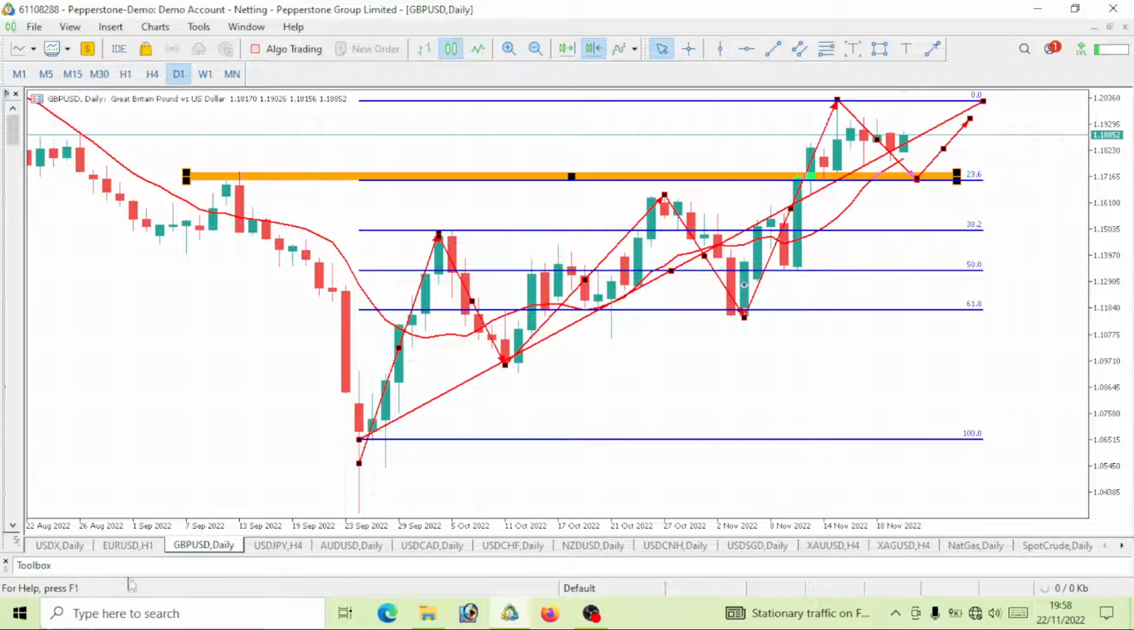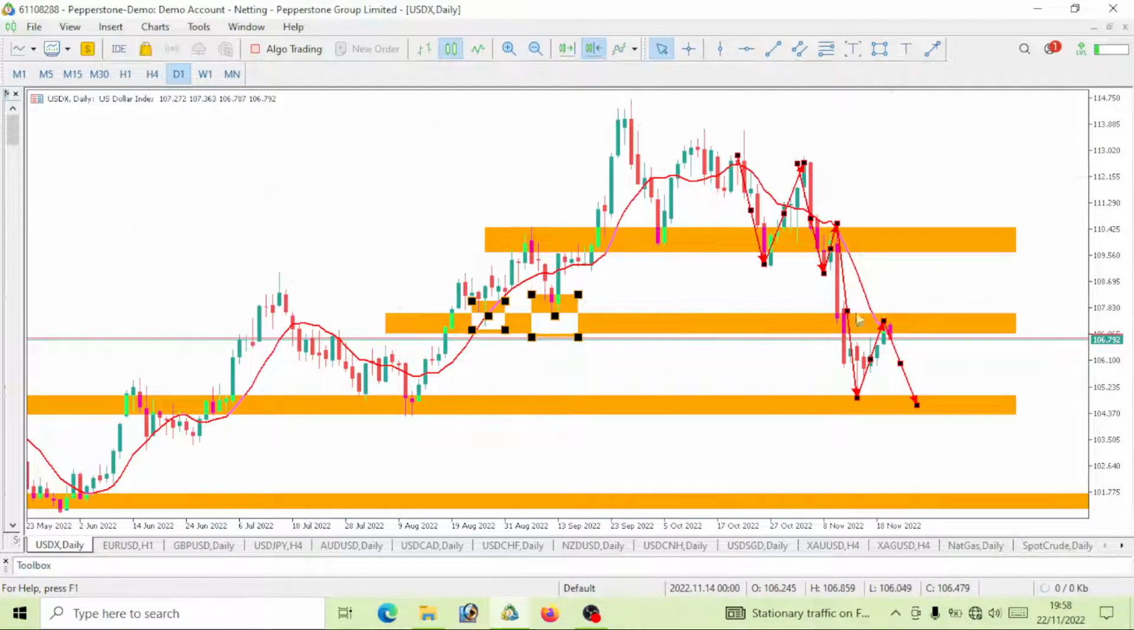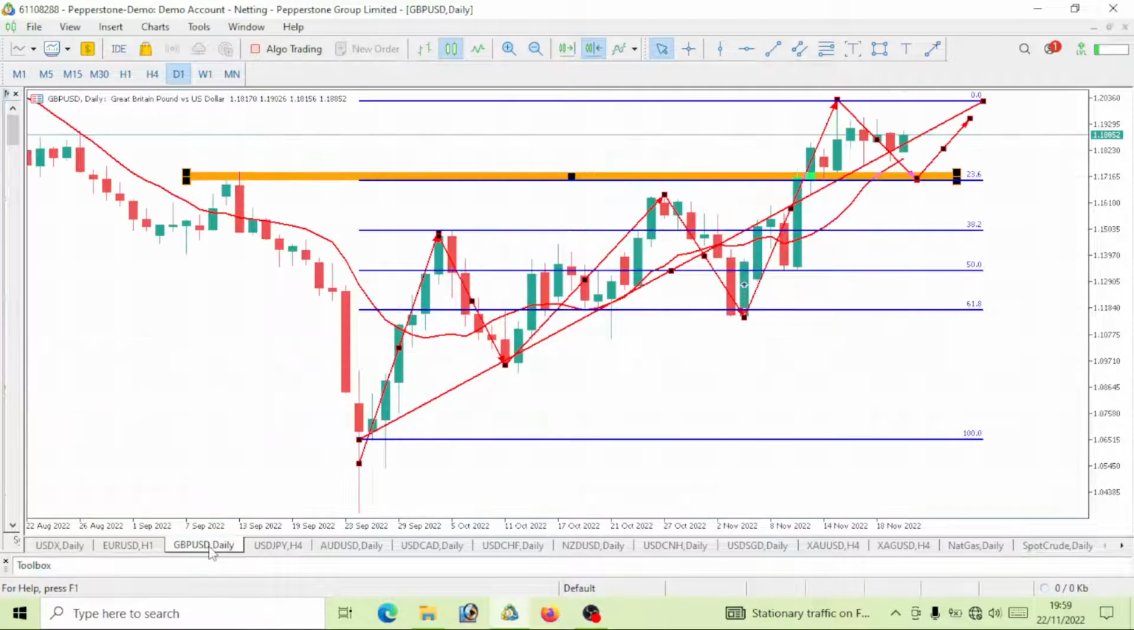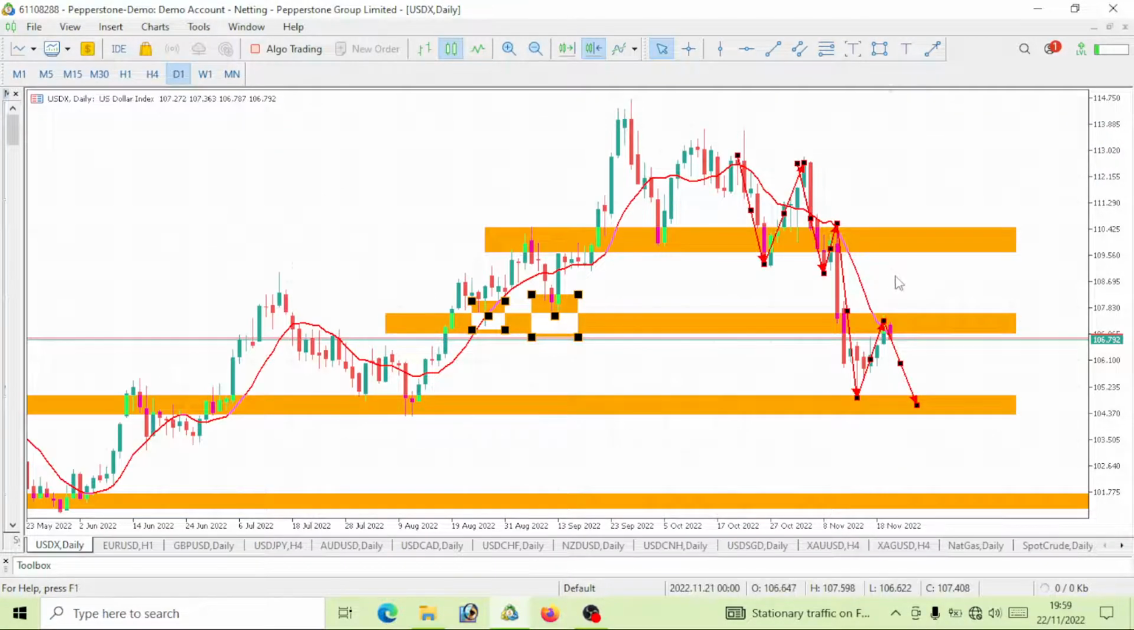But since our USD index is now giving us a bearish move, then there's no other way than to go long on GBP USD. As long as this DXY or USD index is going bearish, there's one thing you should do: go long on any other pairs you are trading against USD.